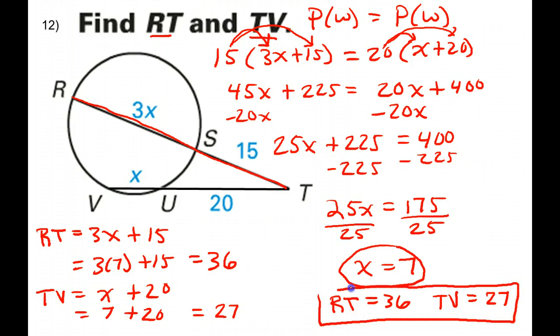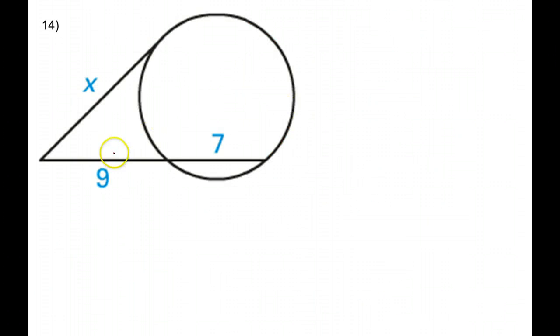So these are the actual final answers to the question. All right, number 14. It's outside of the circle, so I'm going to be doing part times whole equals part times whole.